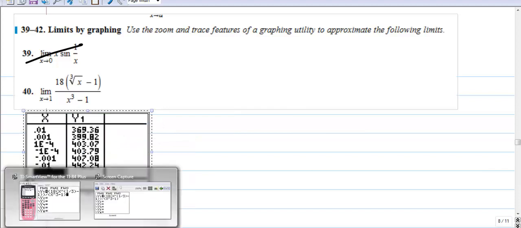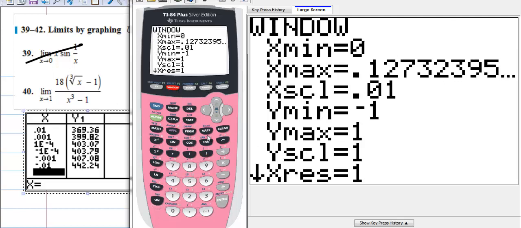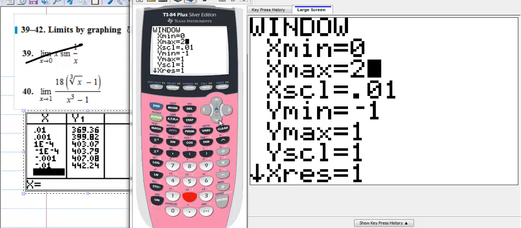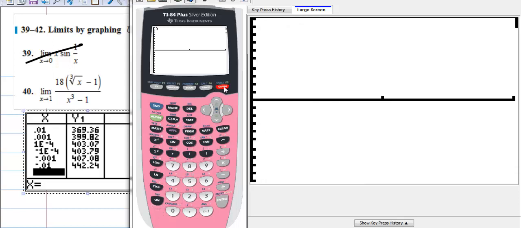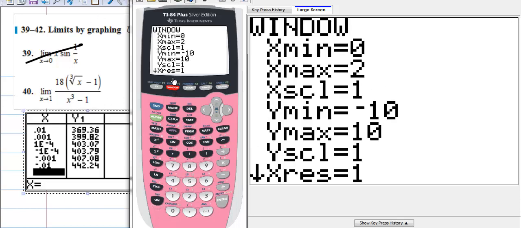Now, use the zoom and trace feature. So we're wanting to know what is going on when x equals 1. So I'm going to go ahead and change my window to be maybe 0 to 2. And then, I don't know about my y values. Let's make that go by 1s. So let's just make my y values go back to the normal -10 to 10 and see if we see anything. Oh, yeah. You see there's a hole there, because you can't plug 1 into this.